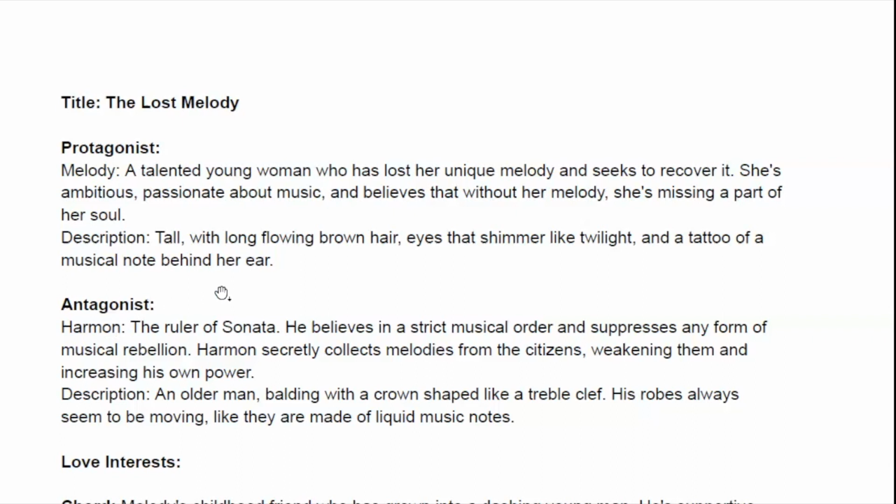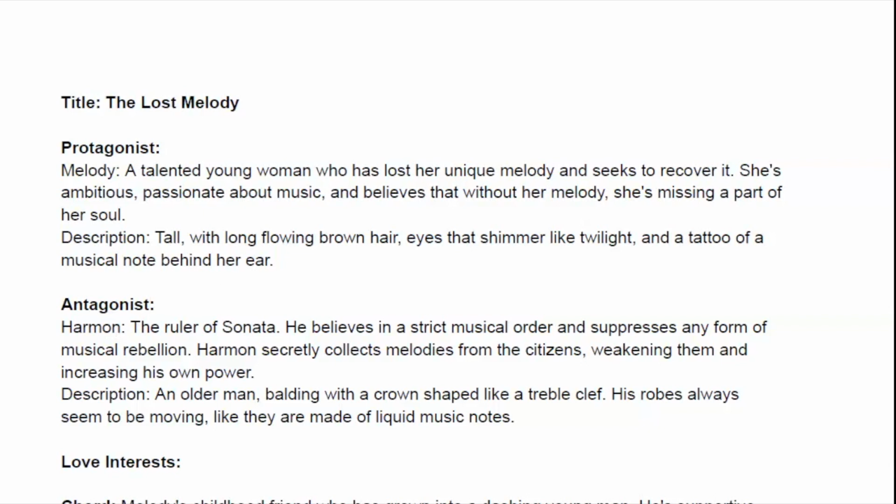Yes, please. Perfect. Harmon, the ruler of Sonata. He believes in a strict musical order and suppresses any form of music rebellion. Harmon secretly collects melodies from the citizens, weakening them and increasing his own power. Description: an older man, balding, a crown shaped like a treble clef. His robes always seem to be moving, like they are made out of liquid music notes.